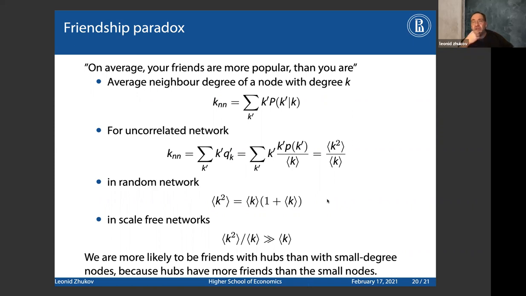Now, it sounds very strange, right? So how is it possible that for everybody, their friends have more friends than the person? Let's take a look at just a few numbers here.